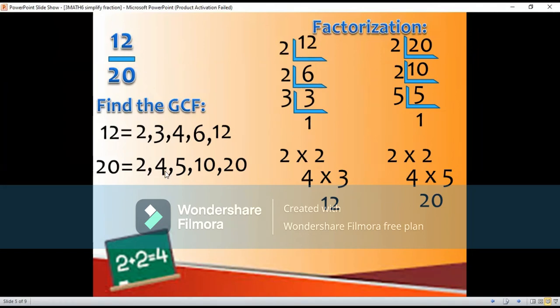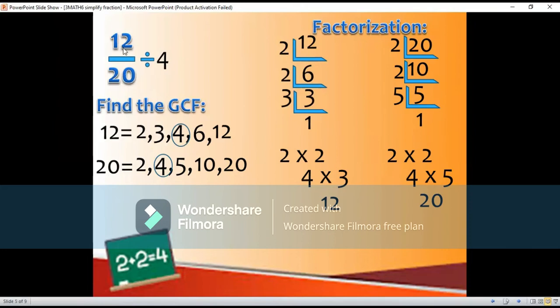So let us see first the GCF of this 12 and 20. What is the greatest number that is common? So the greatest common factor here is 4, which is the bigger, the same number. That's why we use this as a divisor of this 12 and 20.